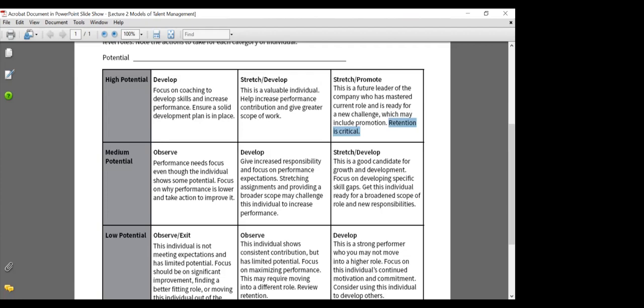Now, potential tends to be slightly subjective because potential is something the manager is evaluating, and the manager may or may not give the right rating for potential. At times it happens that managers become biased, and yes, people keep complaining. So is there some specific mechanism that? Right, yeah, that's what I'm coming to.